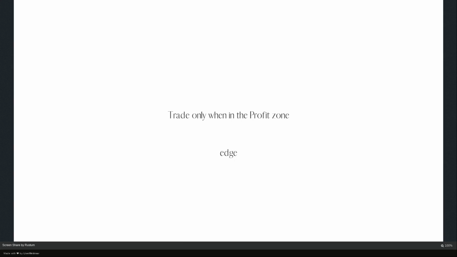Okay, hello there, guys. Once again, we are doing a lesson. We're doing the fourth lesson, which is the triggers and the entries. This is normally the most exciting part for the guys out there. So, trading only when we are in the profit zone. This is extremely important because this is the way we develop our edge.